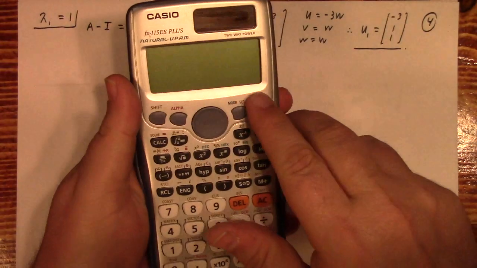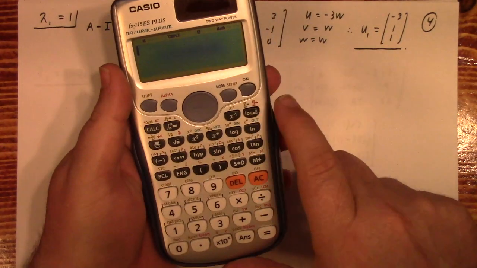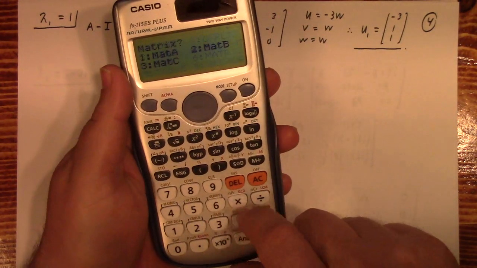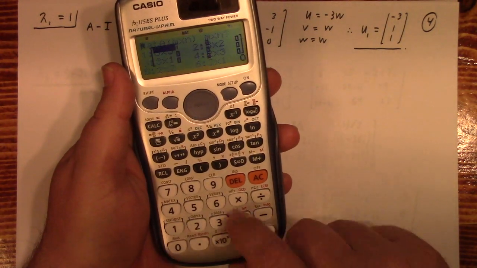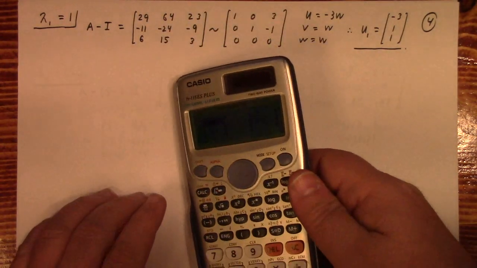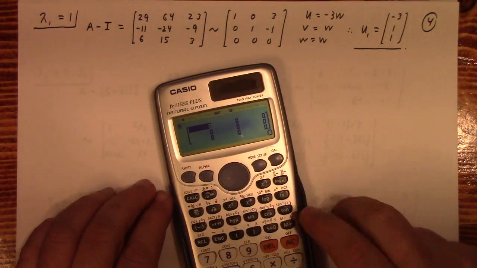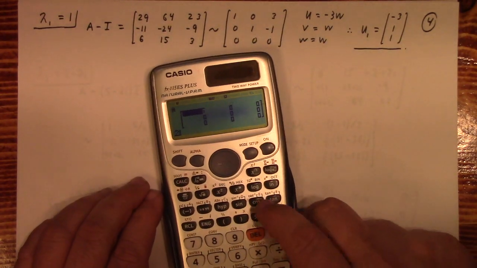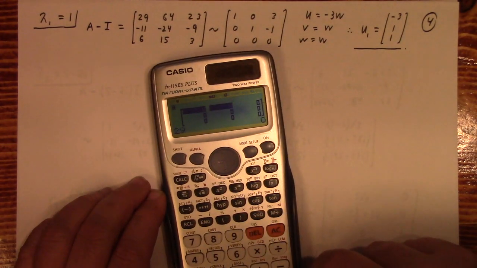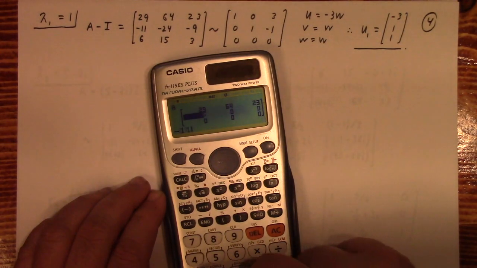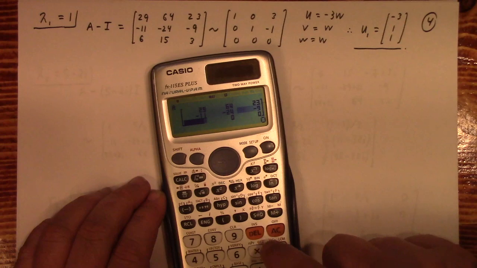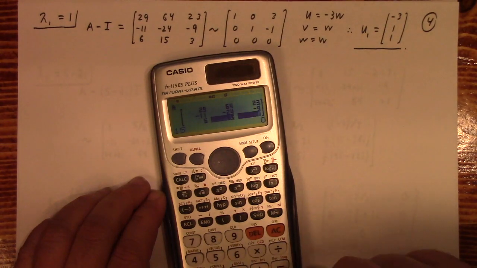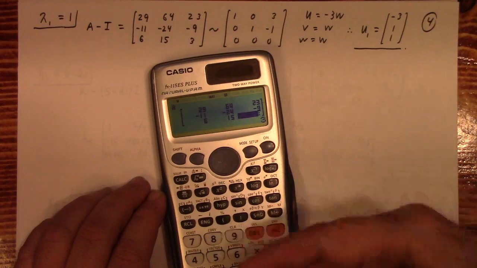Well, let me show you this calculator. Check this out. If I go mode, and I go matrix, and I go 1, and I go 3 by 3. Oh man, it forgot them. Rats. I guess when I turn off the calculator, it goes away. I'll put it back in. 29, 64, 23, minus 11, minus 24, minus 9, 6, 15, 3. All right, so now I've got the matrix in there.